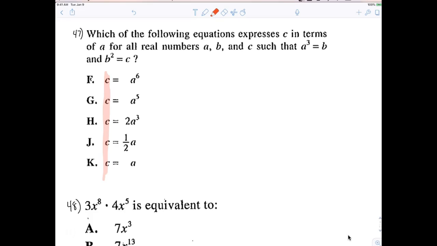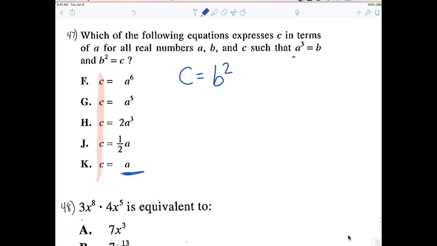So this is what I want you to do. C right now is equal to what? B squared. Is everybody hearing me? C equals B squared. There's no B, right? The answer is A. Well, what does B equal, Allison? Right, so that means wherever I see a B, I can put what? That's exactly correct. So C is equal to A cubed squared.